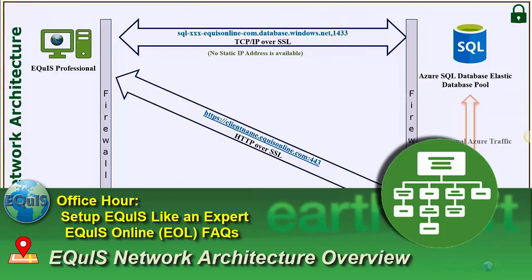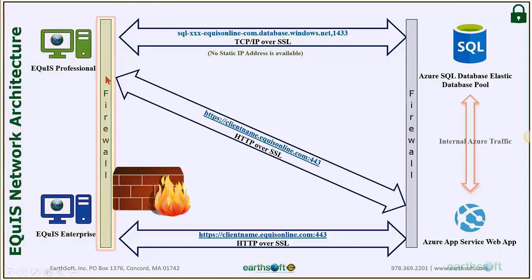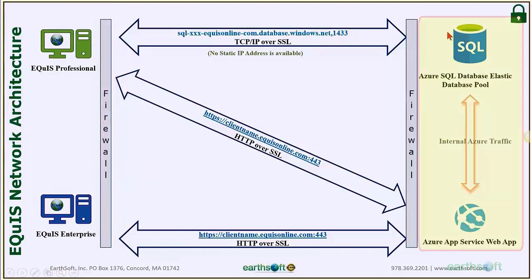This slide shows from a high level the EQuiS network architecture. These two icons represent computers within your company or corporate network. This icon here represents your corporate firewall. On the right side, this represents the Azure network. This icon represents your SQL Server database. This icon represents the app service and web app that's used to communicate with your SQL database when transmitting data over the web application, EQuiS Enterprise.